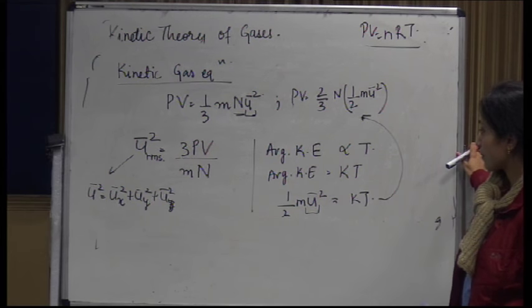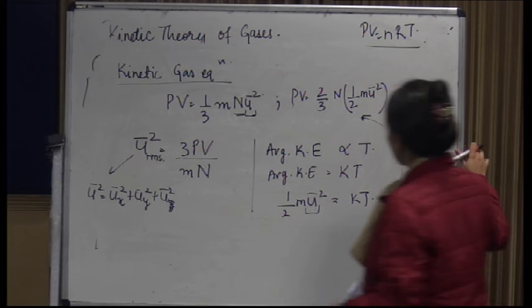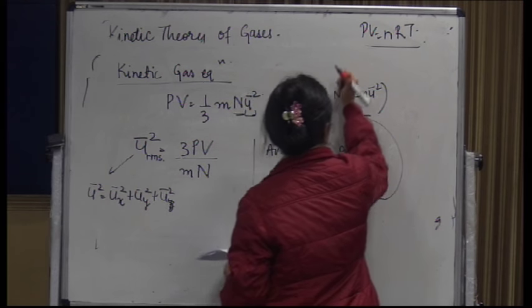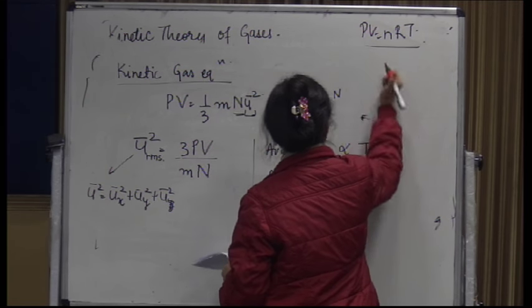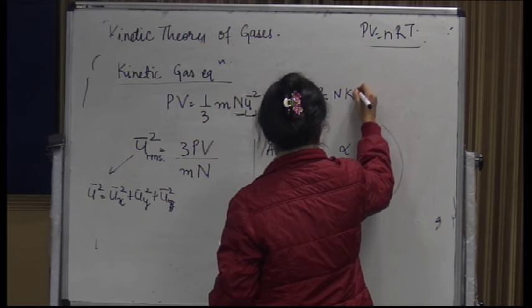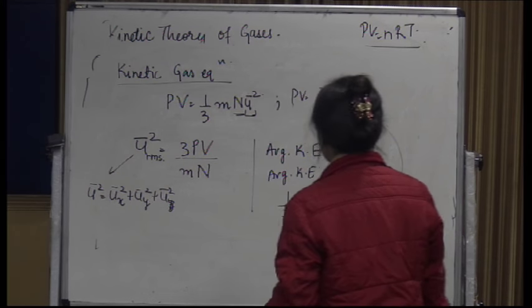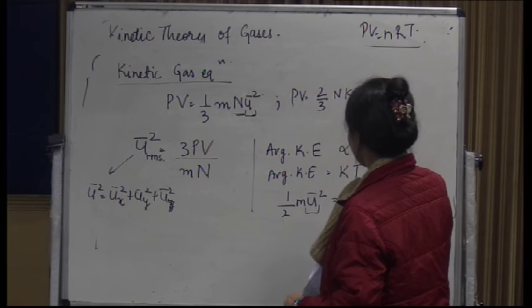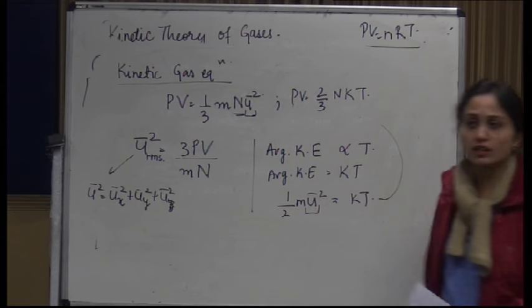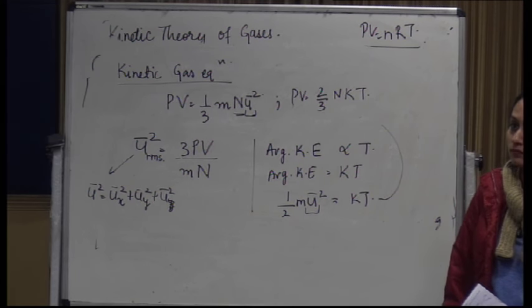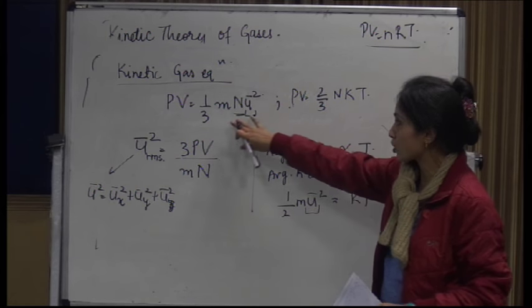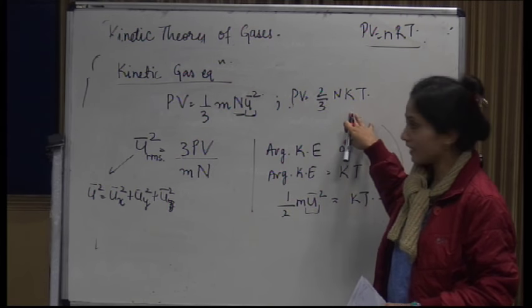I am just substituting the kT. You can check, this will turn out to be equal to 2 by 3 n kT. Just check it out, u bar square will be equal to 2kT by m, and you just substitute your 2kT by m here directly. Here with me? So here what do I get? Again a relationship which has been arrived at from my kinetic equation of gas.